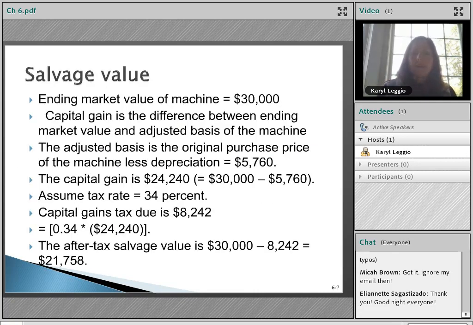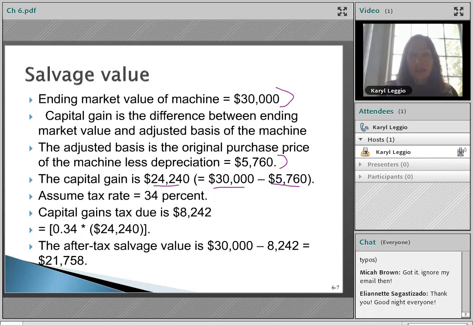Well, here's what happened. They told us that we're going to be able to sell the equipment for $30,000 at the end of the life. So we're going to get $30,000 for it. On the books, it's worth $5,760 because we haven't fully depreciated it yet. So the difference between what it's listed for on the books of $5,760 and the $30,000 that we're going to receive is $24,240. That $24,240 is called a capital gain. And capital gains means we're earning more than what the asset is worth.